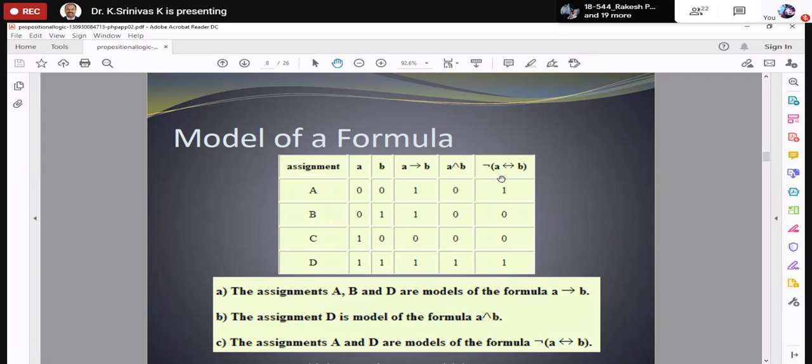So what we are doing is we are just making the calculations. So in this model, A and D are yielding 0. So these are the models. A and D are yielding 1. So these are the models. And B and C are yielding 0. So we cannot consider B and C as the model.